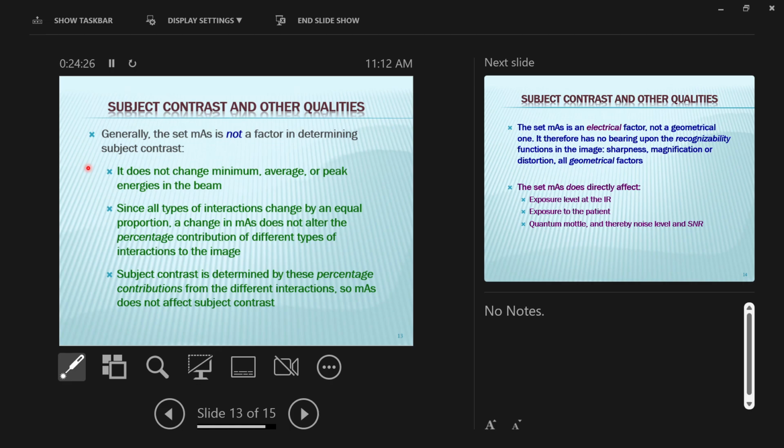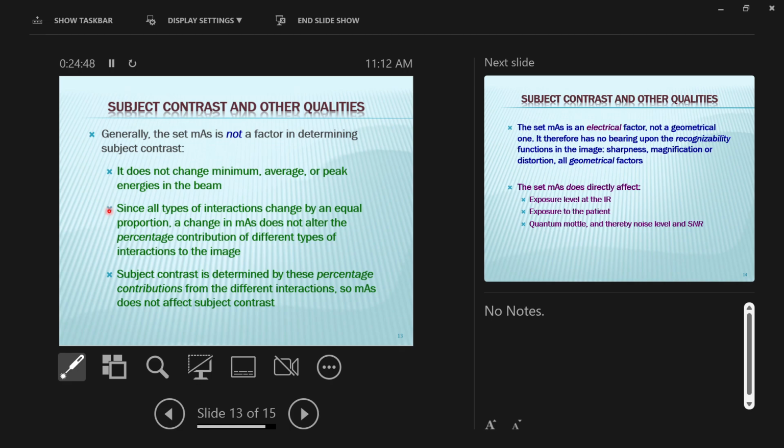Mostly that's controlled by the body type, the tissues you're going through: bone, muscle, fat, and gas, right? And the X-ray beam's energy. It does not change the minimum, average, or peak energies in the beam. mAs does not change beam energy. All the interactions change proportionally when you change mass. That's what I was getting at, right?